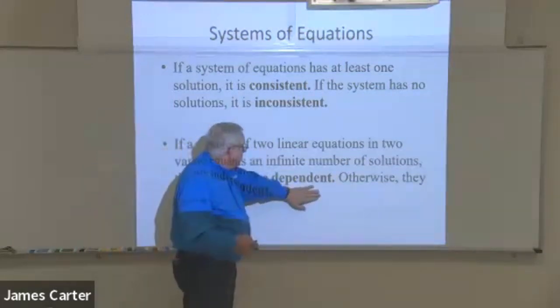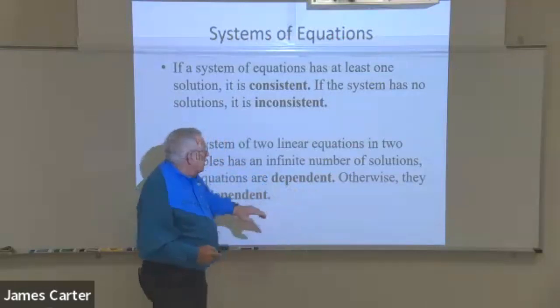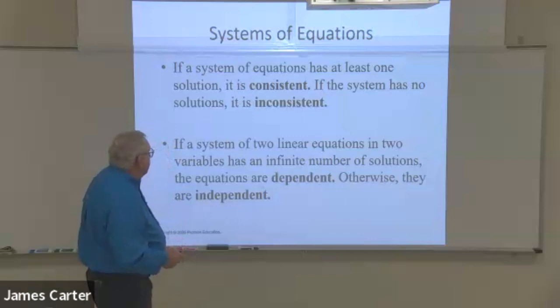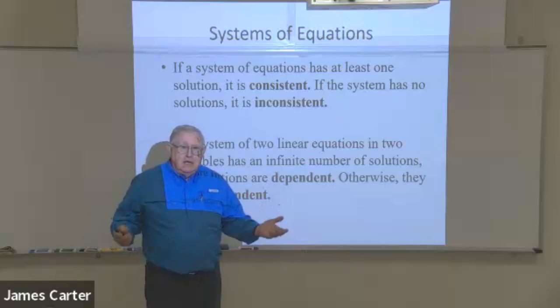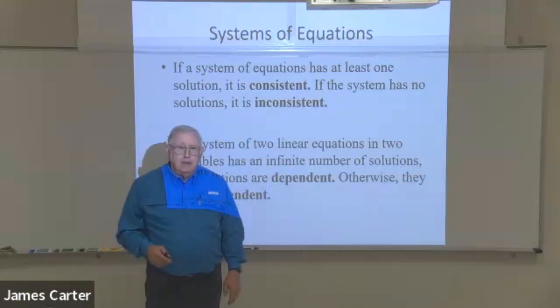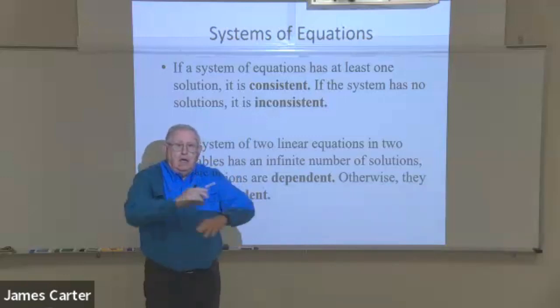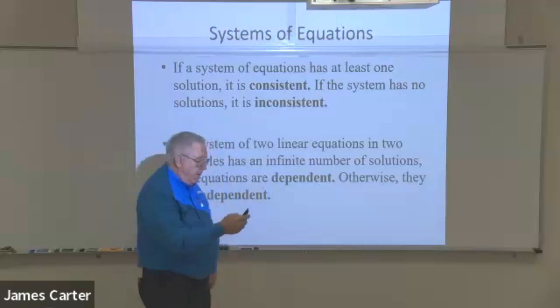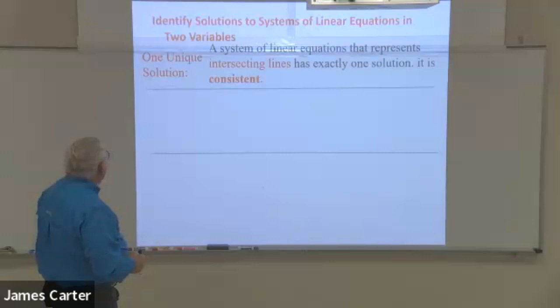Likewise, we have dependent and independent as a classification. For dependent and independent, basically, if the two lines exist independently of each other, they're independent. The case where they would be dependent is where it's actually the same line or overlaying lines, just in a different form. And we'll go over some examples of that.